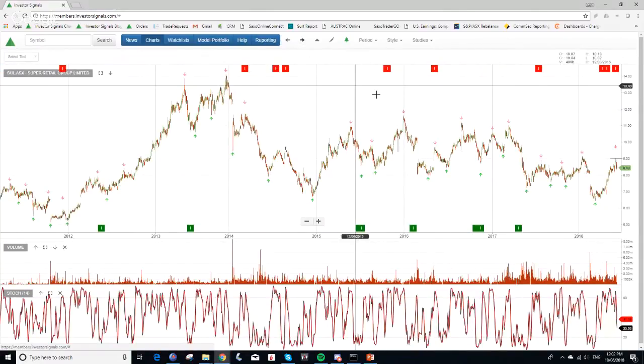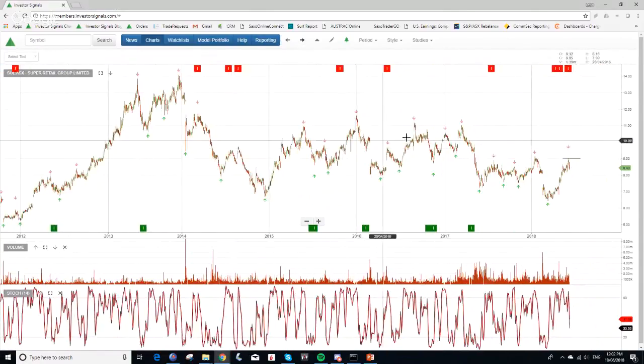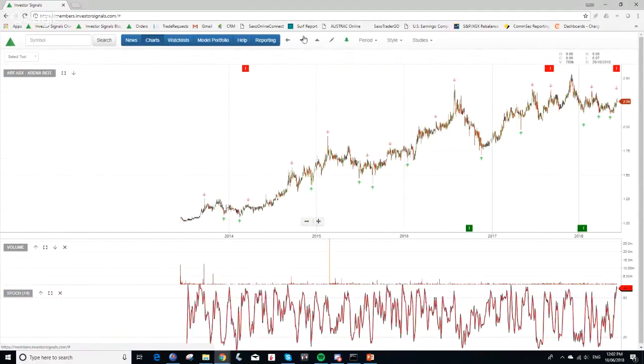Super Retail Group, I'm a bit cautious on this. I think the structure here looks to be mostly in a pattern of lower lows and lower highs. So on this rebound, you're probably looking for this to run into resistance and move lower. And then there we are back to the beginning.